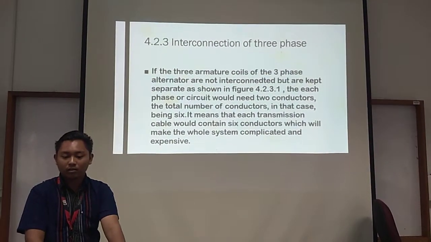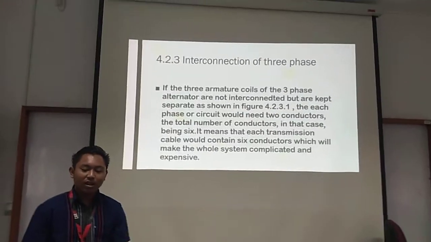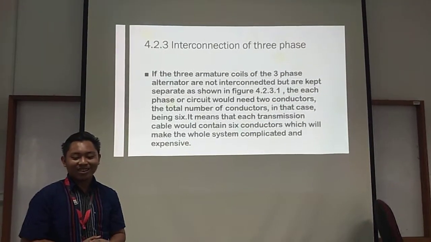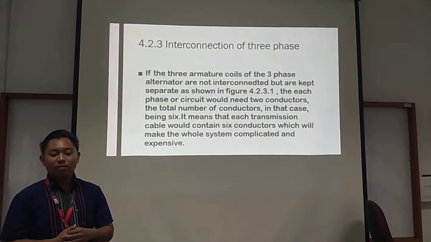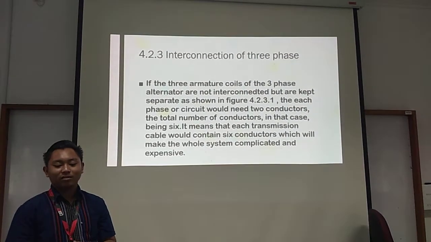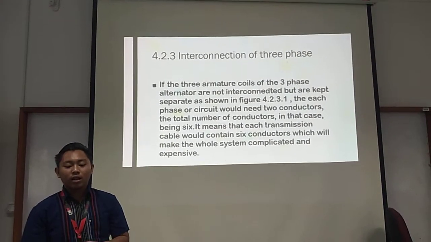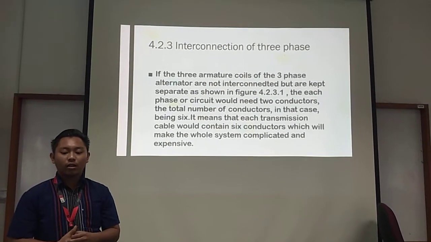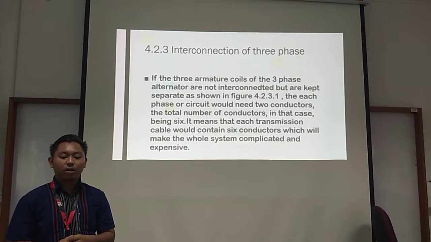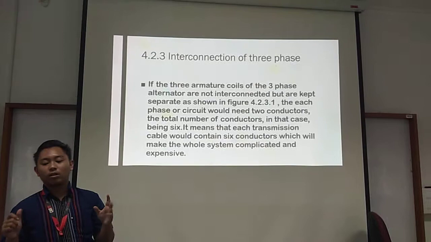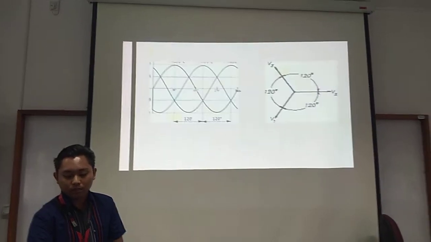Interconnection of three-phase. If the three armature coils of the three-phase alternator are not interconnected but are kept separate as shown in figure 4.2.3.1, each phase or circuit will need two conductors. The total number of conductors in that case is 6. It means that each transmission cable will contain 6 conductors, which will make the whole system complicated and expensive.